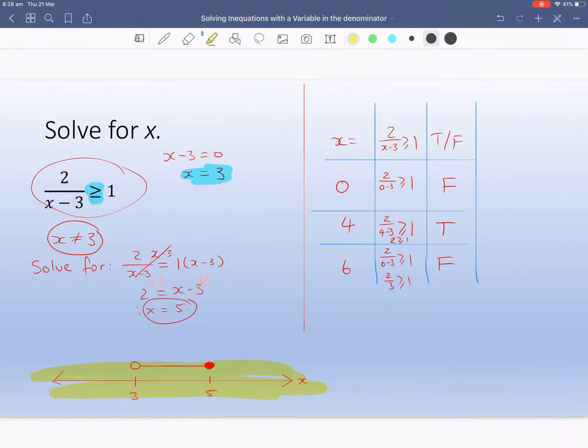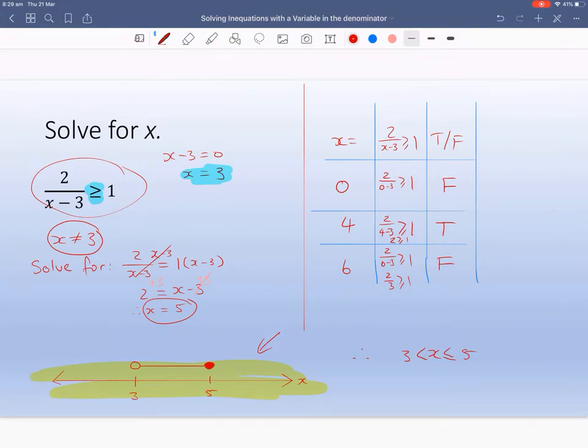So essentially, graphically we've got our answer here. We just need to sum it up with some sort of maths answer. So we go, therefore, x is in the region in between. x is going to be greater than 3, but not equal to, and it's going to be less than or equal to 5, okay? Which is exactly the same as what we're showing there. So this is solving with a variable in the denominator.